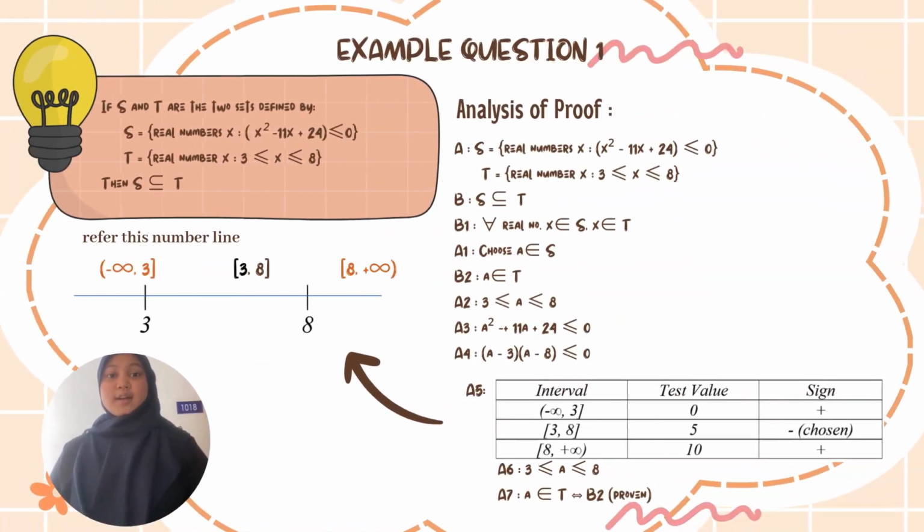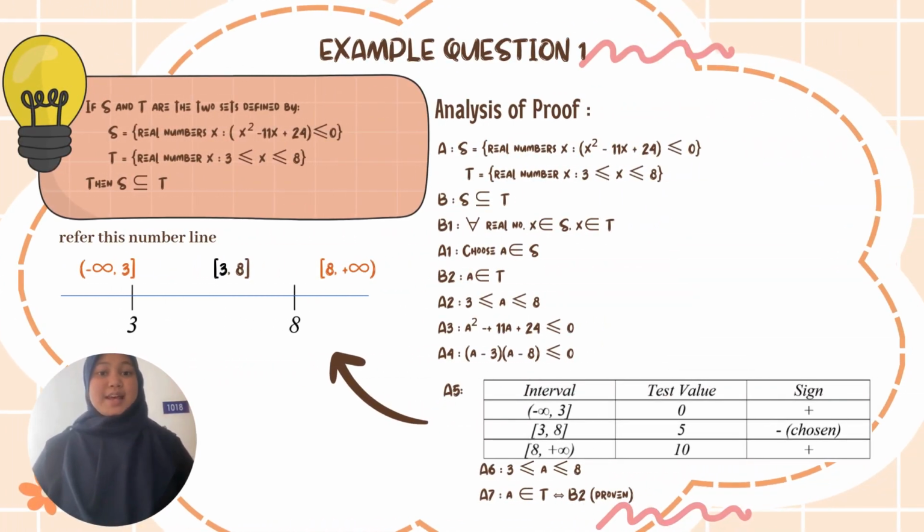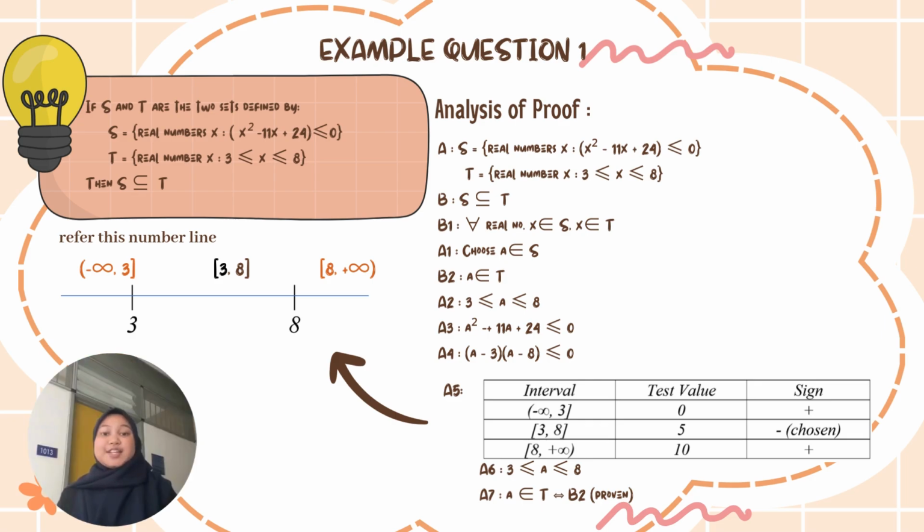For question 1, the question asks: if S and T are two sets defined by S, real number x such that x squared minus 11x plus 24 is less than or equal to 0, and T, real number x such that 3 is less than or equal to x and x is less than or equal to 8. To answer this question, we have to do analysis of proof. For A, we just need to rewrite the hypothesis from the question, while for B, we have to rewrite the conclusion from the question.